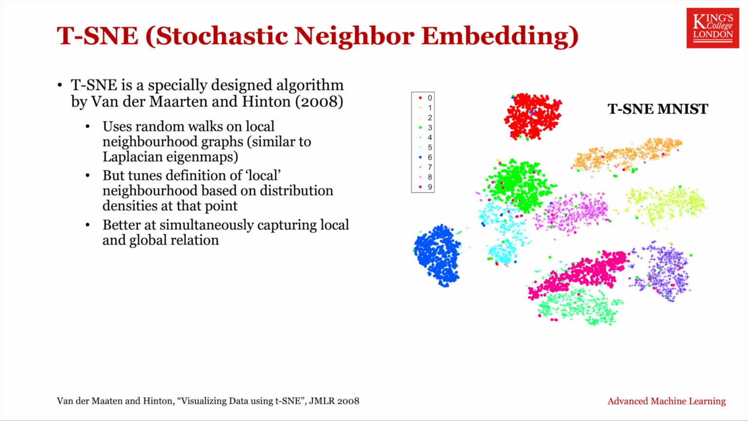t-SNE, however, differs in that its definition of these local neighbourhoods is tuned based on an estimation of local probability distributions, which are designed to allow for different cluster densities in different parts of the latent space. It is suggested that this makes it better at simultaneously capturing local and global relationships between points, and it's regularly been shown to be very powerful for modelling deep latent spaces, provided one is careful with the parameterization.